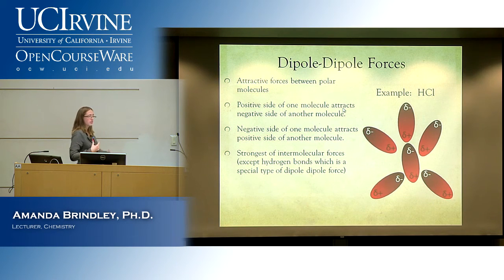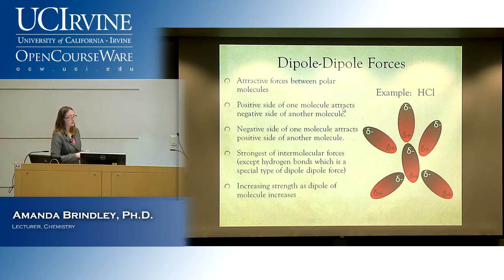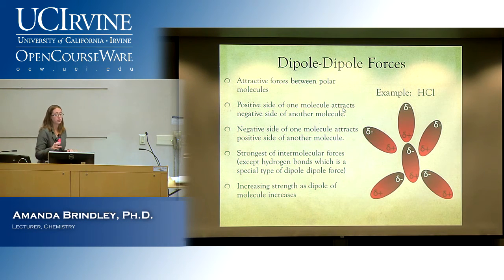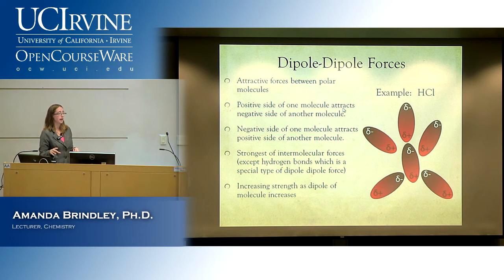Now, these are going to be the strongest except for hydrogen bonding. Hydrogen bonding is where you have hydrogen bonded to particular atoms, and you have a ridiculously strong dipole right there in that little general area. And so it's sort of an extension of the dipole-dipole force idea. So this is going to have increasing strength as the dipole of the molecule increases. What does that mean? That means if we have a molecule that's really, really polar, and we have a molecule that's not very polar, the one that's really, really polar is going to have stronger dipole-dipole forces. Okay?